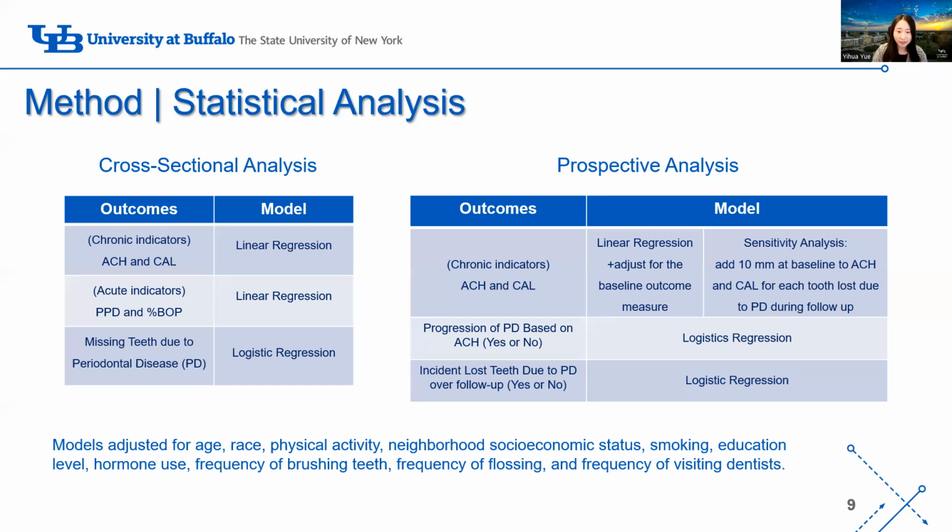We conducted logistic regression models for definition-based progression of periodontal disease. It was defined by ACH and assessed by oral radiographs. We also conducted a logistic regression model for new missing teeth due to periodontal disease. In all regression models, we adjusted for age, race, physical activity, neighborhood socioeconomic status, smoking, education, hormone use, frequency of brushing teeth, frequency of flossing, and frequency of visiting dentists.